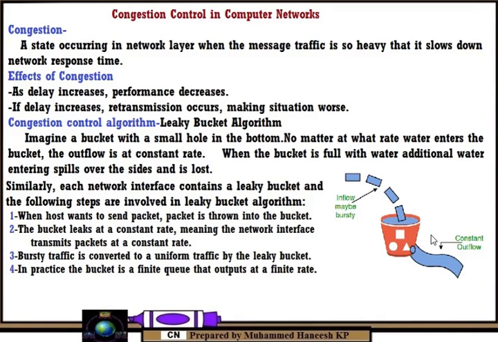Step 1. When a host wants to send, the packet is thrown into the bucket. Second step, the bucket leaks at a constant rate, meaning the network interface transmits packets at a constant rate. Third step, bursty traffic is converted into uniform traffic by the leaky bucket. And step 4, last step. In practice, the bucket is a finite queue that outputs at a finite rate.